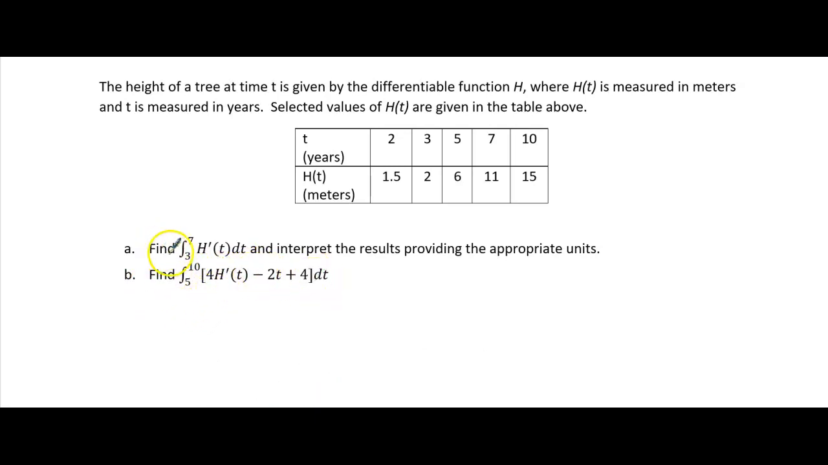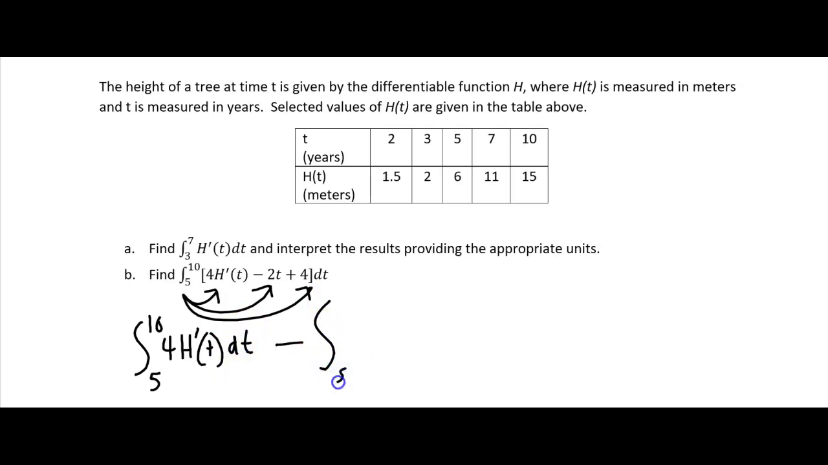So for part B, it's a lot like part A, just a little bit more to it. So first of all, I would want to distribute, and it's not really distribution, but you can call it distribution. I'm going to distribute the integral to all these pieces. So this is going to be the integral from 5 to 10 of 4h prime minus the integral from 5 to 10 of 2t. Now, why is it minus? Well, it's minus because this is a negative 2t. And then the last one is plus the integral from 5 to 10 of 4 dt.